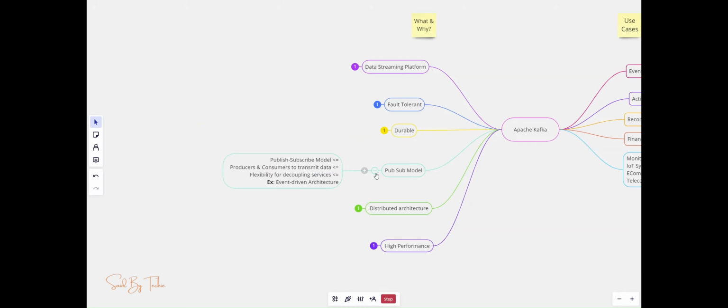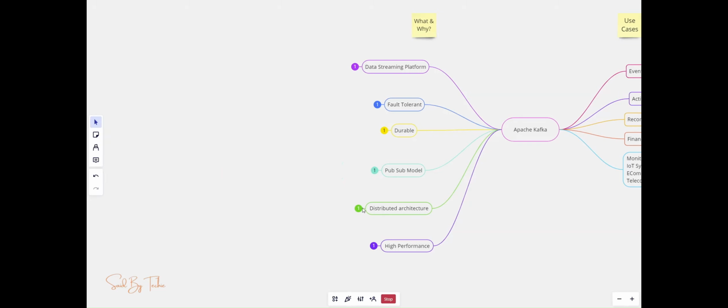And also the publish subscribe model, as we have discussed. There are producers and consumers to transmit data, and what it mainly provides is the flexibility of decoupling the services. Each service, though they are dependent, can operate individually. So even if I want to scale application A, it doesn't affect application B. I can do whatever with application B. This is where Kafka plays a major role in event-driven architecture. This is one of the design patterns of microservices.